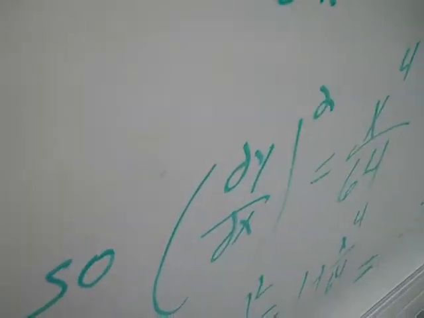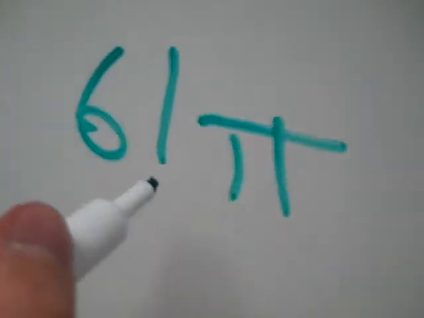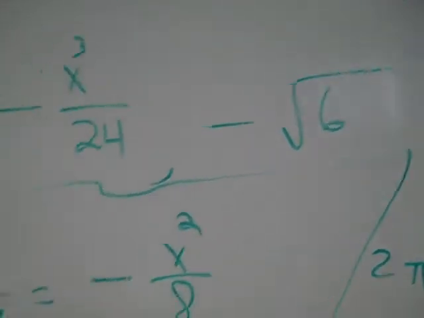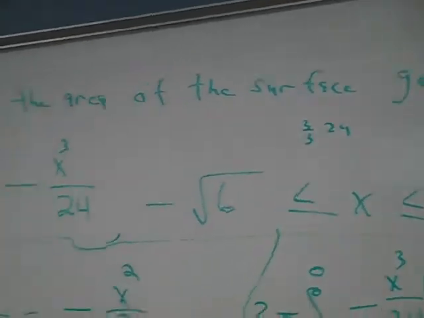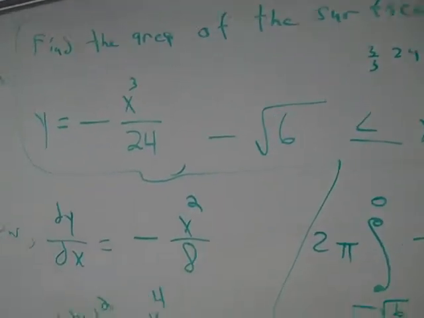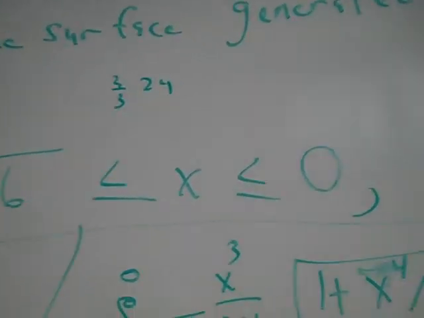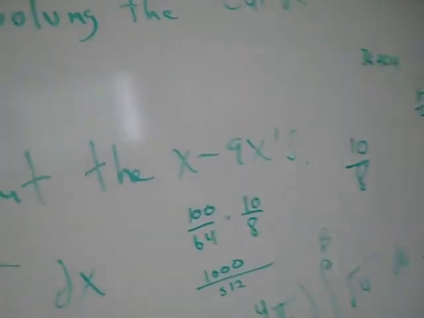So our final answer is 61 pi. Well, I can't find a good marker here. Hold on. I'm all over the place. 61 pi over 72. That's my final answer. And what that is, that's the surface area of the region formed by this graph, bounded on these x limits, and revolved about the x-axis.